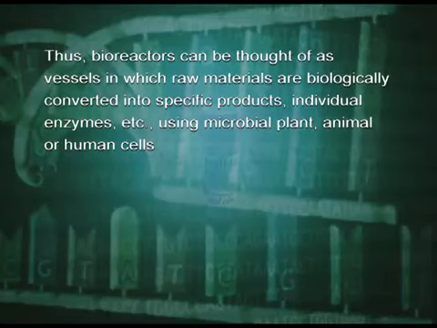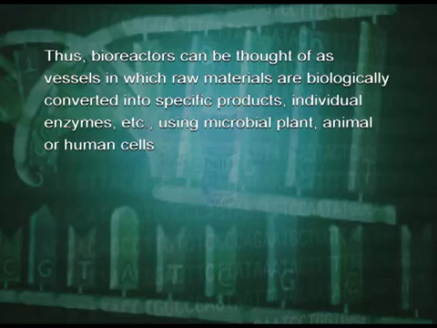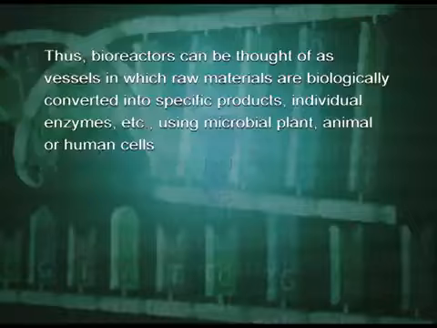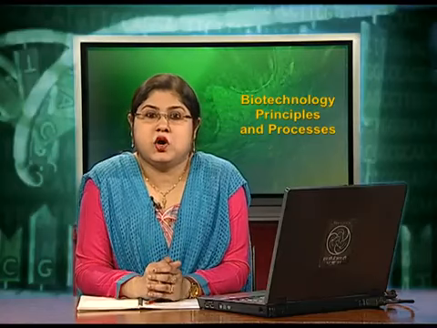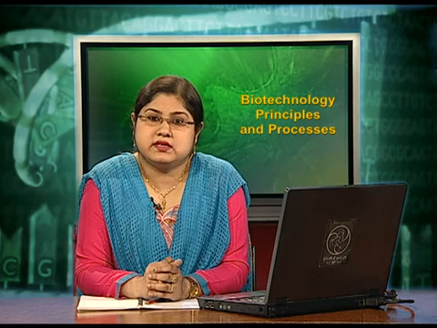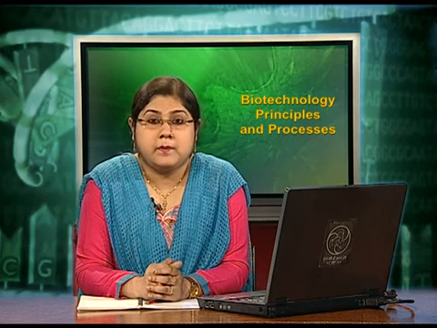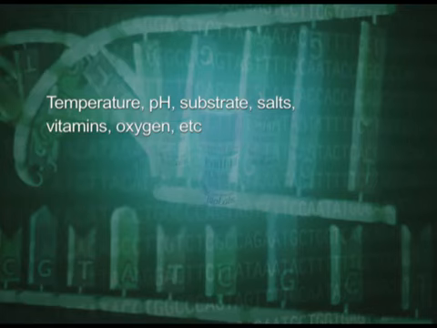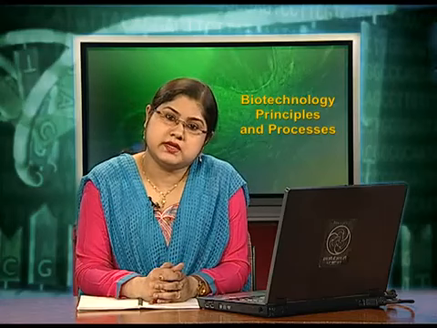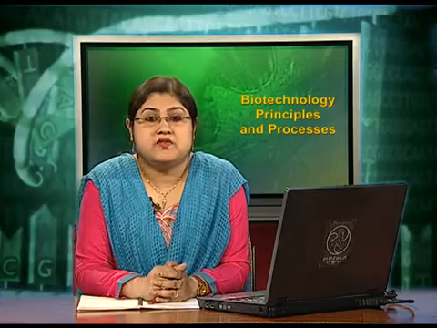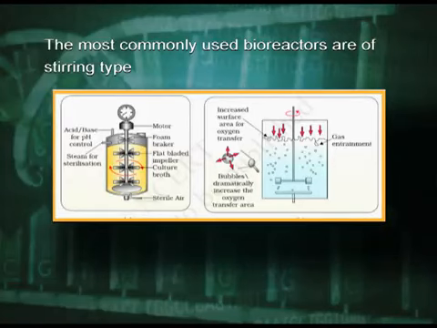Thus, bioreactors can be thought of as a vessel in which raw materials are biologically converted into specific products, individual enzymes, etc., using microbial, plant, animal or human cells. A bioreactor provides the optimal conditions for achieving the desired product by providing optimum growth conditions, which are temperature, pH, substrate, salts, vitamins, oxygen, etc. The most commonly used bioreactors are of stirring type, which are shown in these figures.